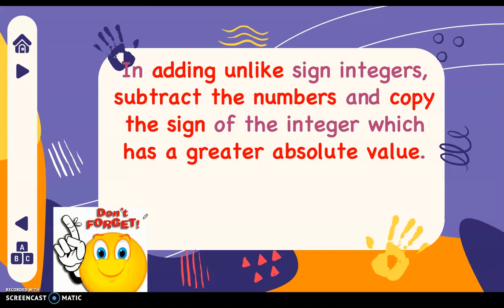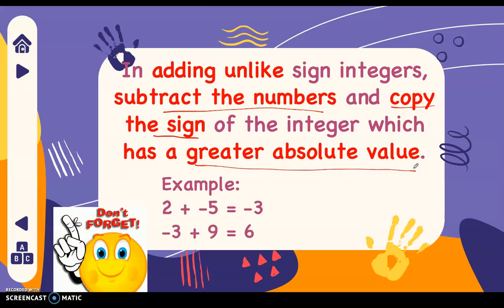Now in adding unlike sign integers, all you have to do is to subtract the numbers and copy the sign of the integer which has the greater absolute value. Let's have an example here. So we have 2 plus negative 5. So all you have to do is to subtract the numbers. So 5 minus 2 is 3. Then copy the sign of the greater absolute value. As you can see here, 5 is a greater absolute value. It's greater than 2. And the sign of 5 is negative, so you put negative.